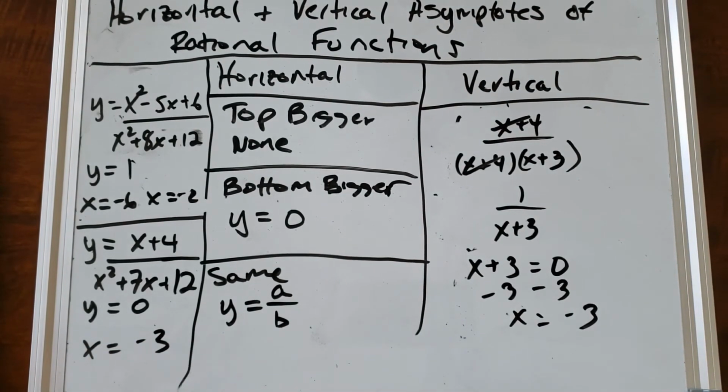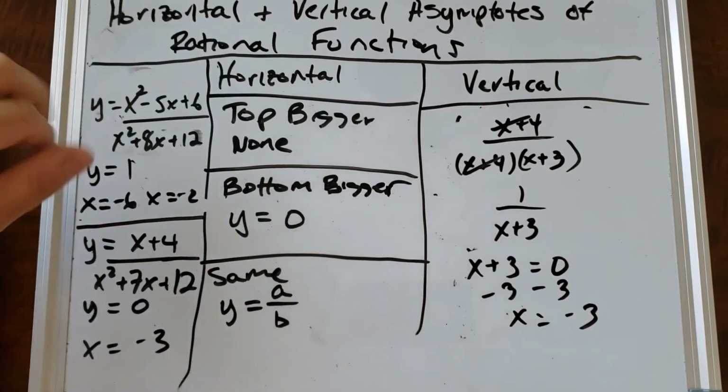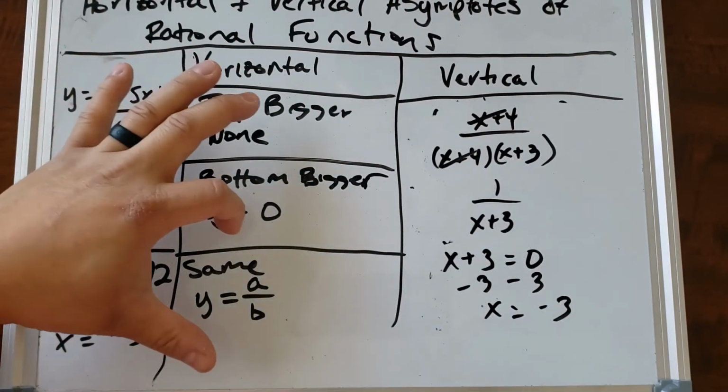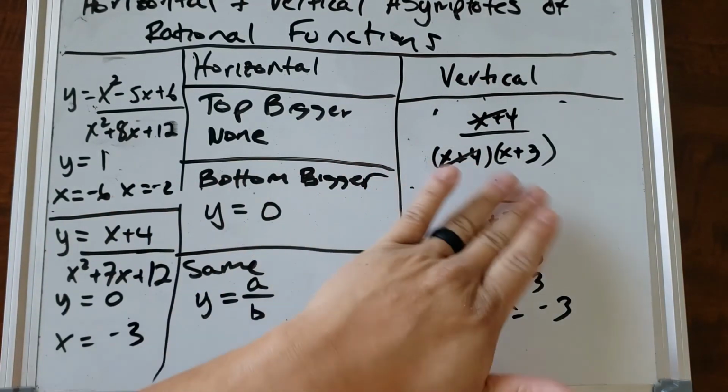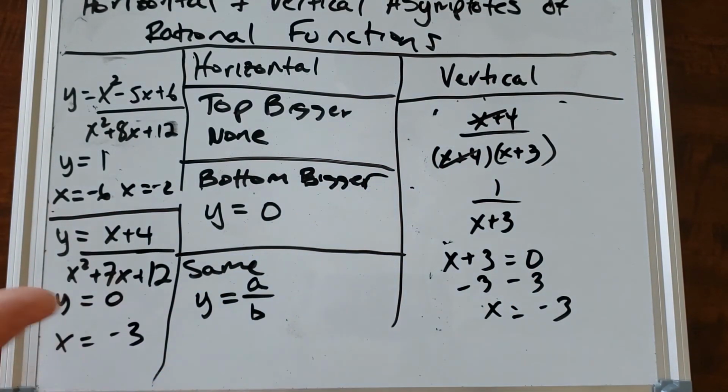So remember, what did we do here? To find the horizontal, I need to look at the biggest exponent top and bottom and use my 3 rules. For my vertical, factor everything, see if anything cancels. Anything left on the bottom, set it equal to 0 and solve. We're actually going to use these in the next lesson to graph these, but this is all I want us doing for today. And that's what we got for today.